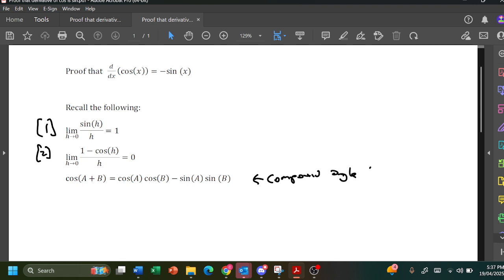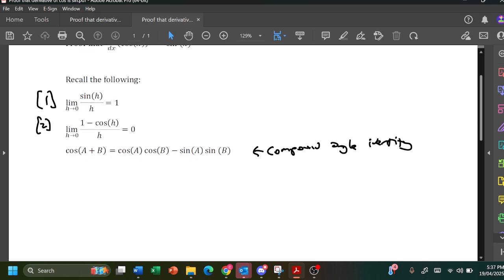So compound angle identity. Again, this is beyond the scope of methods, but if you're interested, I would recommend looking up videos to prove this theorem as well. It's very interesting. You can do it geometrically. It basically says that if we have two angles, so angle A and angle B, cosine of A plus B is equal to cosine of A times cosine of B minus sine of A times sine of B. So we're going to use these properties in our explanation, and it's a very direct proof.